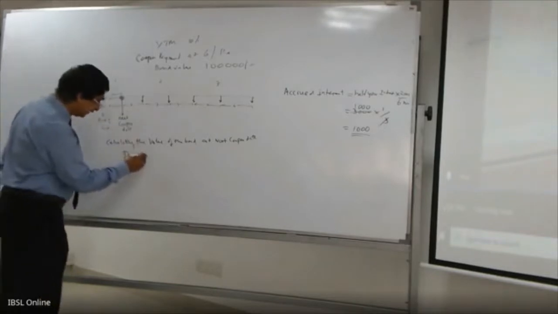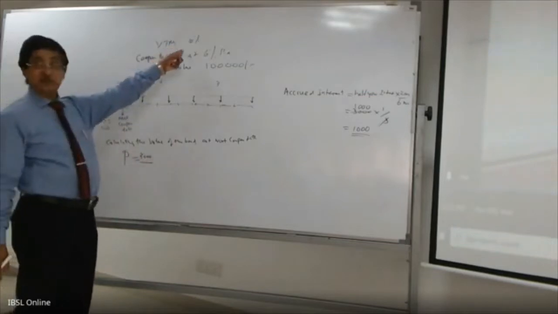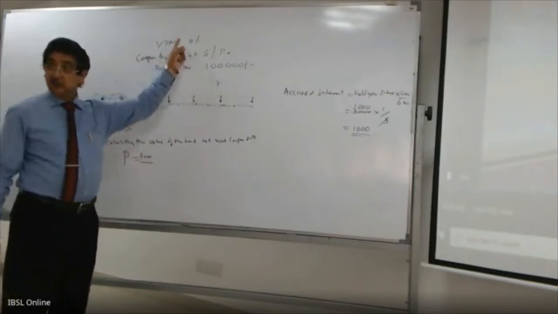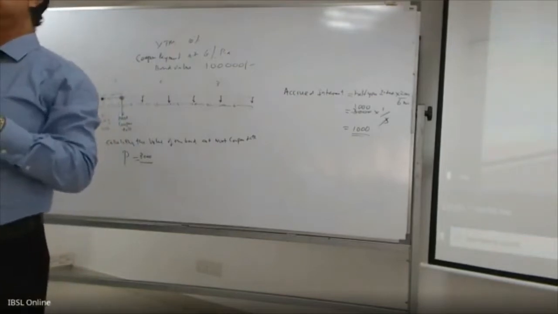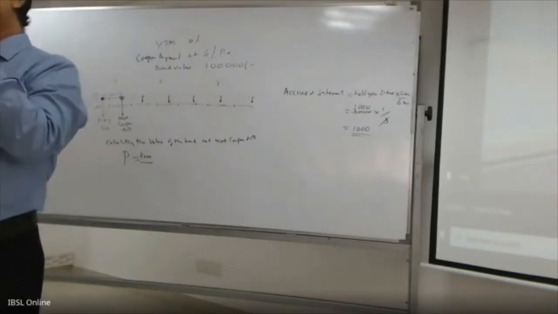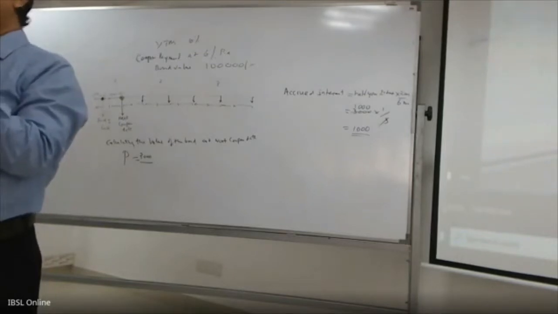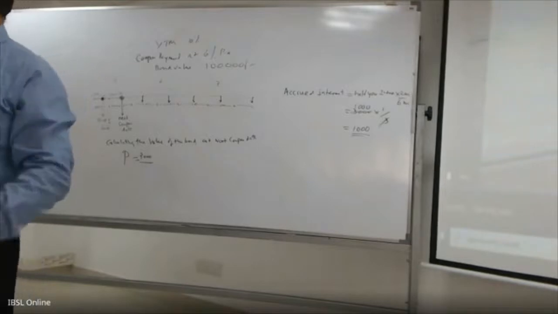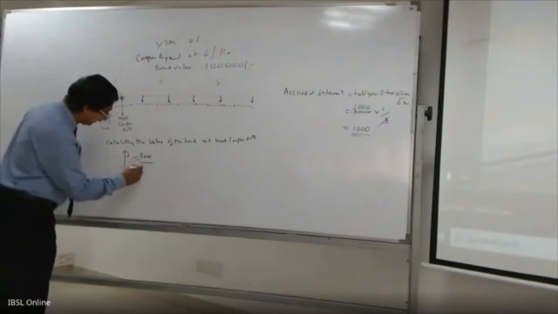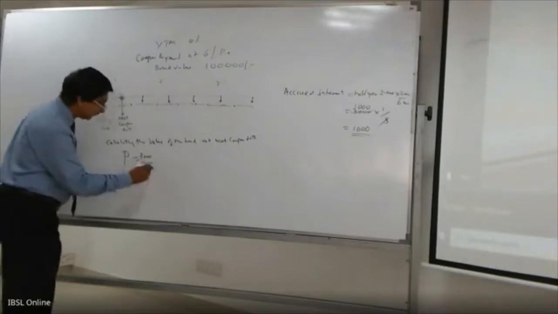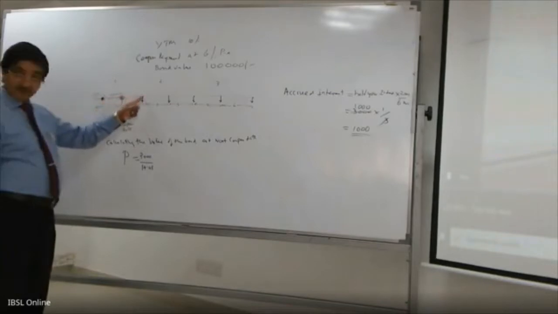3000 divided by, what is the YTM? 10%. Now YTM is 10%, that is for 1 year. So then we are referring to half yearly periods. Therefore the YTM for a half yearly period is 5%. Then we can say 1 plus 0.05, because from here there is only one period.